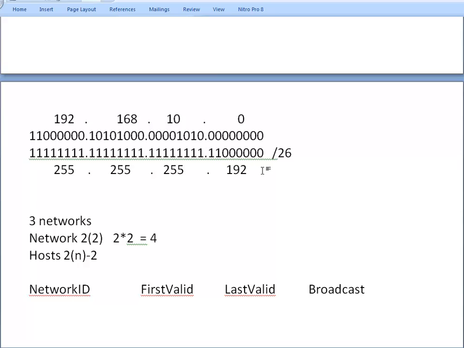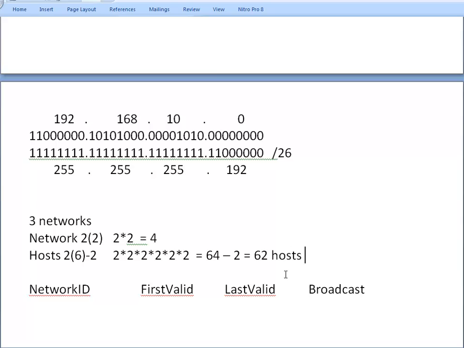Okay, so how many hosts per network are we going to get? Well, we have 6 zeros left. So here, this n will change to 6. Or the formula will become 2 times 2 times 2, 3, 4, 5, 6. 2 times 2 is 4, times 2 is 8, times 2 is 16, times 2 is 32, times 2 is 64. So this will be 64 minus 2. This will give us 62 hosts.